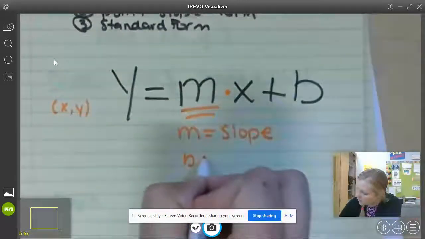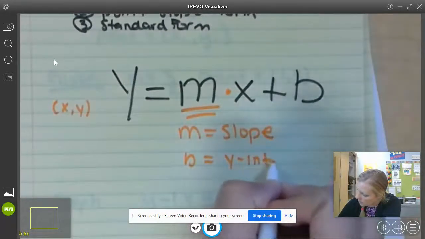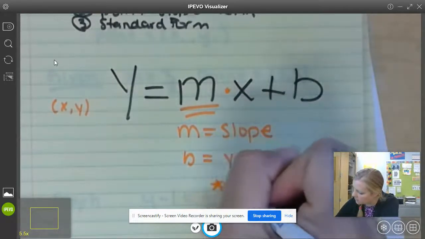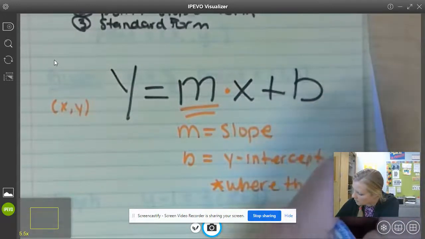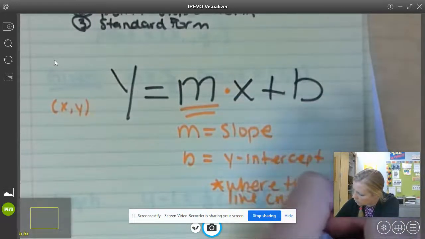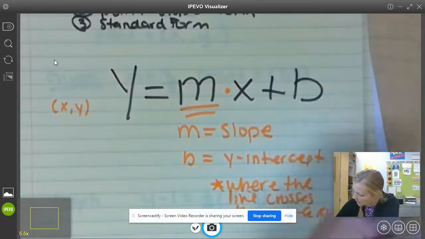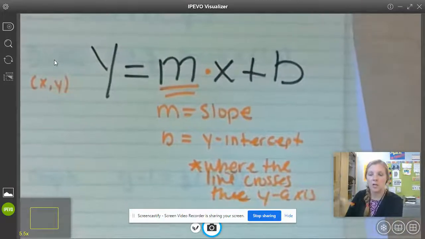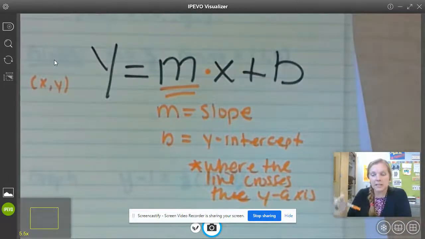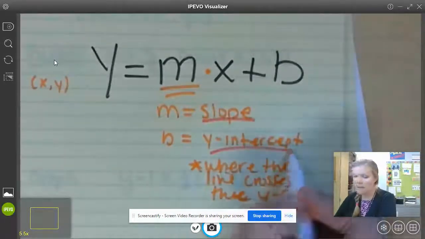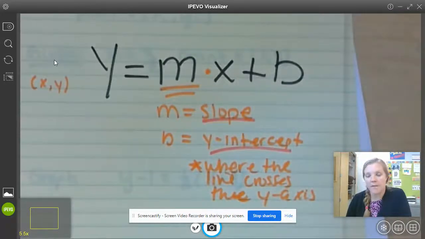B stands for the y-intercept. And what that is, it's where the line crosses the y-axis. So it's where the line intersects the y-axis. So this is called slope-intercept form because we are given the slope and the intercept when we have the equation of the line.